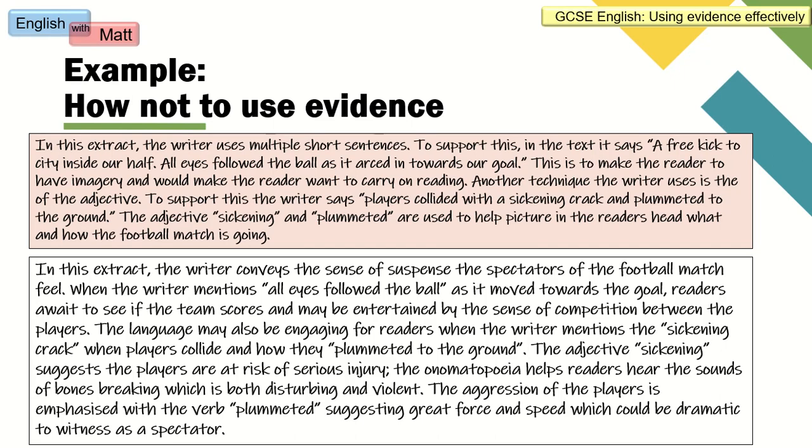The language may also be engaging for readers when the writer mentions the sickening crack when players collide and how they plummeted to the ground. The adjective sickening suggests the players are at risk of serious injury. The onomatopoeia helps readers hear the sounds of bones breaking, which is both disturbing and violent. The aggression of the players is emphasised with the verb plummeted, suggesting great force and speed, which could be dramatic to witness as a spectator. So much more specific, but the quotes are a lot shorter and embedded. Okay, so that's underneath there in that white box is an example of how to do it better.